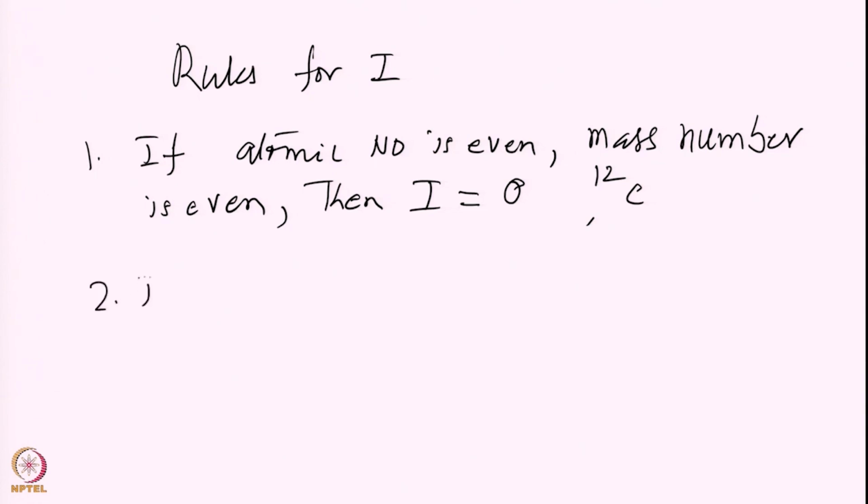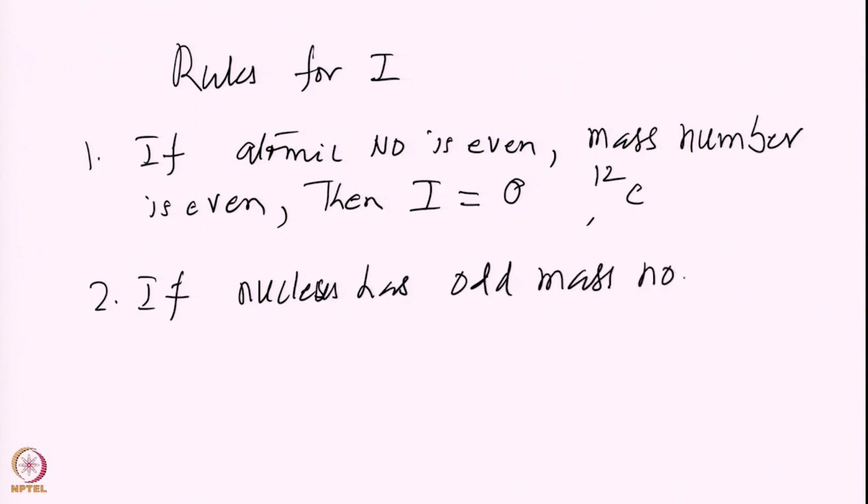Number 2, if the nucleus has an odd mass number, then I will have values half, 3/2, 5/2, etc. These are empirical rules which have been established. There are theories to calculate this of course, but we cannot go into those in this course.